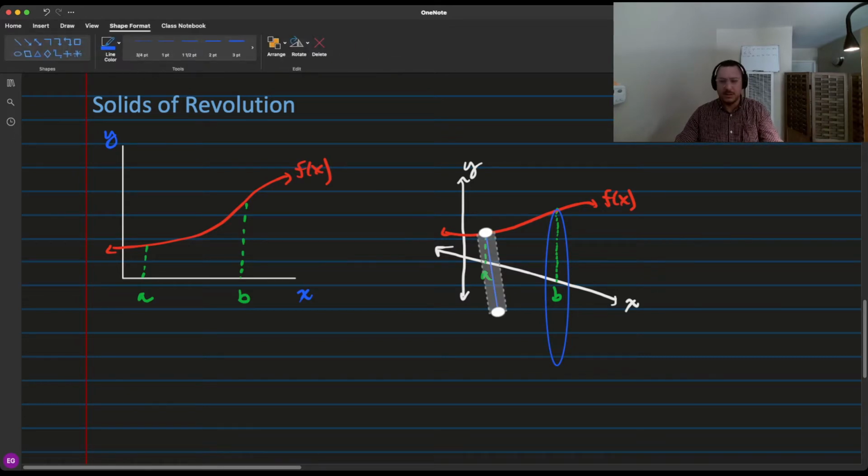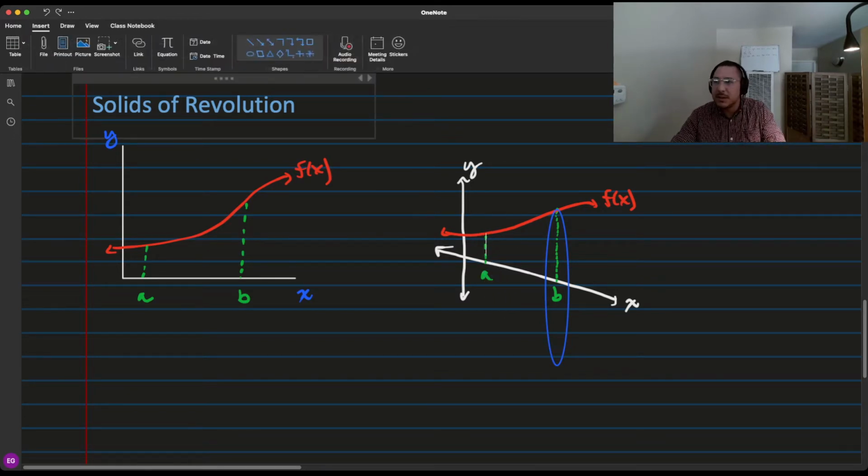Oops, okay, that's not the shape that I wanted. What the hell? I want a circle.